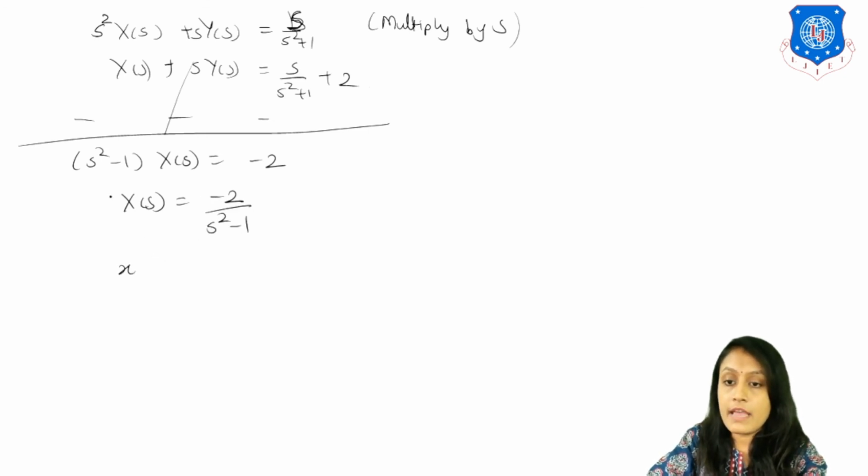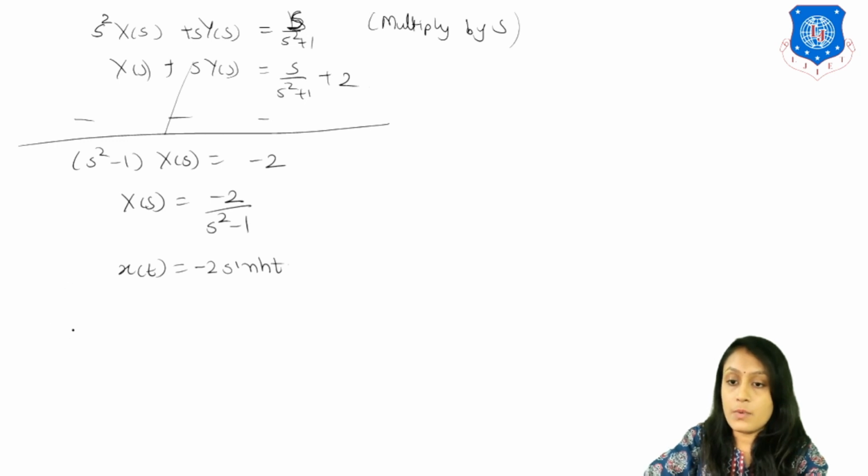Now we have X(s), so we can find x(t) by taking the Laplace inverse. Minus 2 is constant. Laplace inverse of 1 upon s square minus 1. Now here we have a minus sign, so this is a hyperbolic function. We have a constant in the numerator, so this is minus 2 sinh t. Now what we have to do? We have to find Y(s).